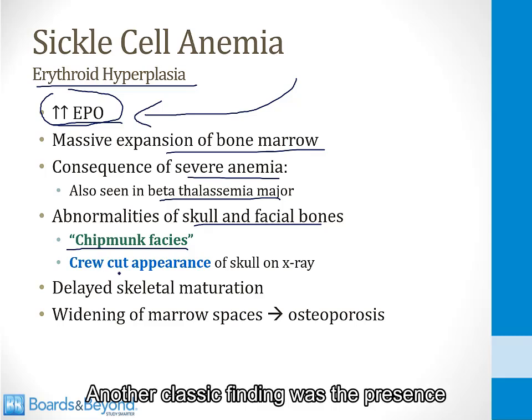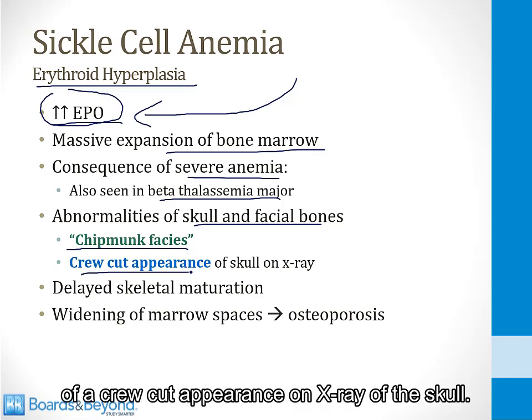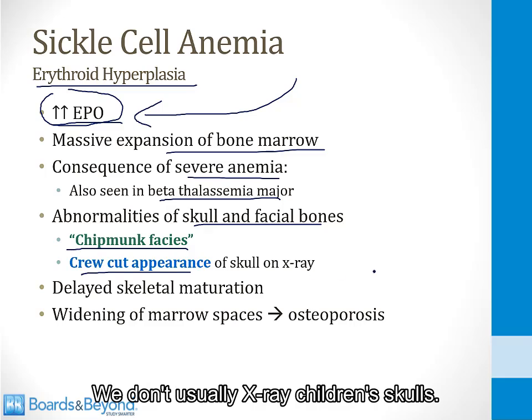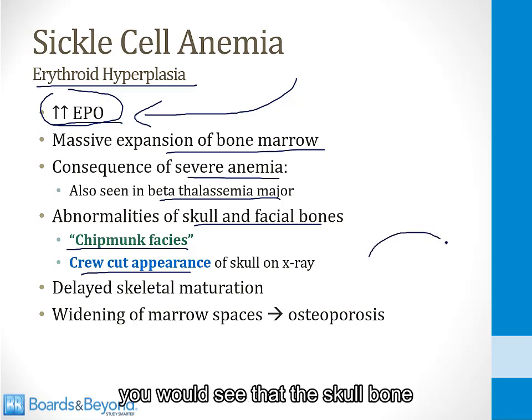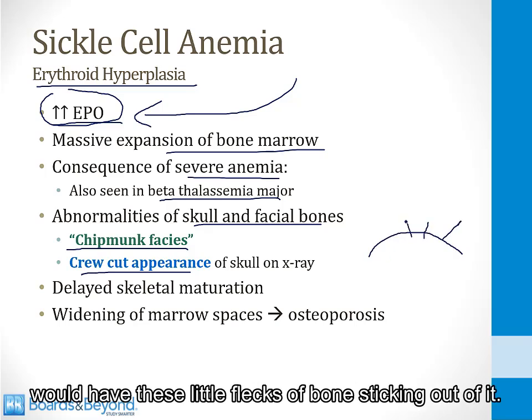Another classic finding was the presence of a crew-cut appearance on X-ray of the skull. We don't usually X-ray children's skulls, but if you did X-ray the skull of a child with untreated sickle cell anemia, you would see that the skull bone would have these little flecks of bone sticking out of it.